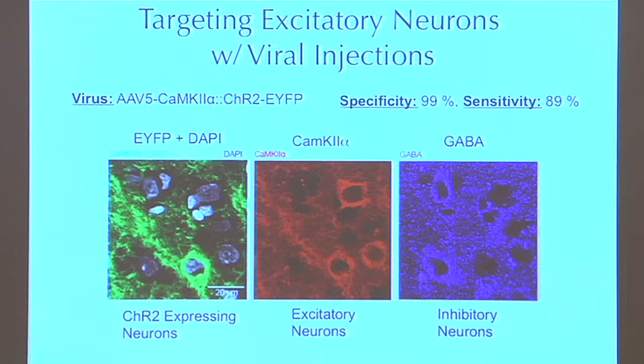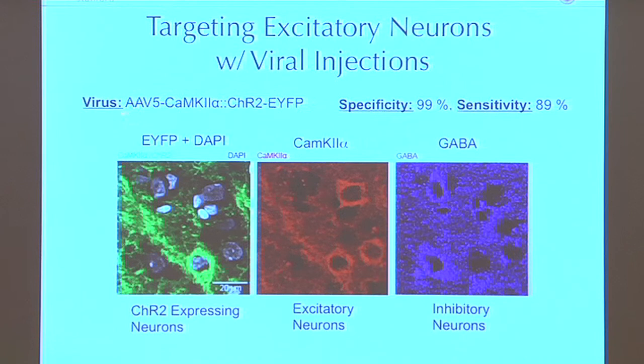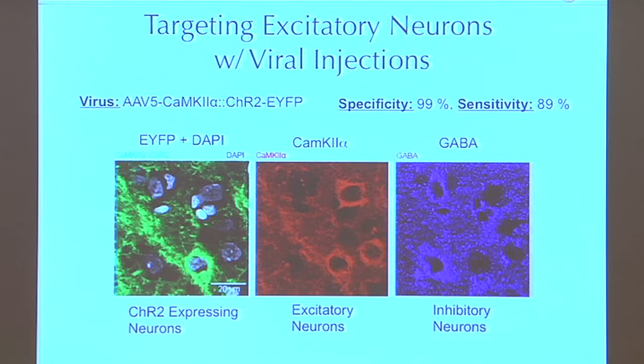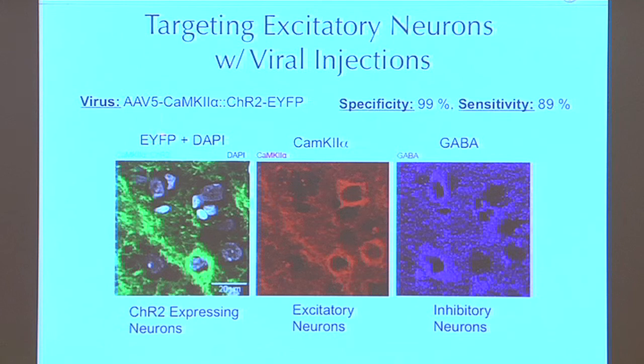And so for the first experiment where we conducted this optogenetic fMRI study, we targeted the excitatory neurons using viral injections. The virus we used was an AAV5 virus with a CaMKII promoter to select for excitatory neurons, channel rhodopsin for excitability with the blue light, and an EYFP tag for localizing these channel rhodopsin expressing neurons. Here is an example where this virus was injected into the motor cortex of a rat brain.